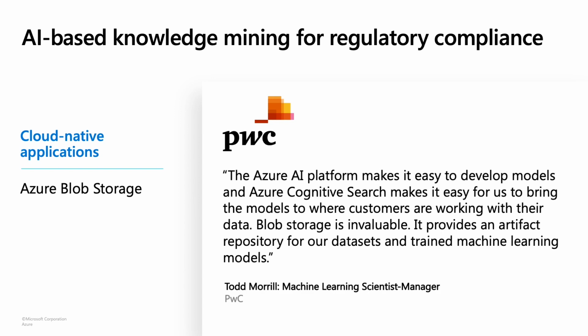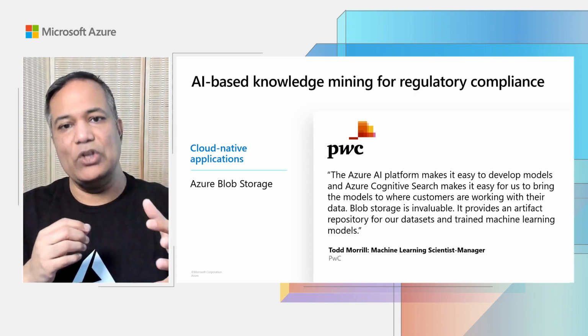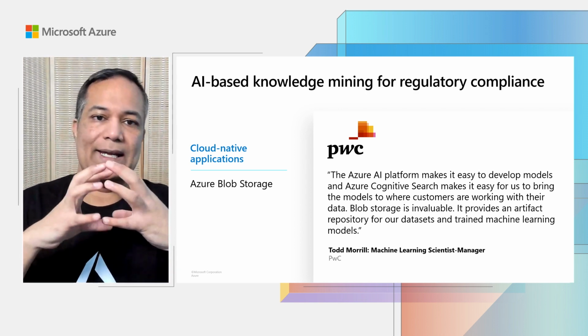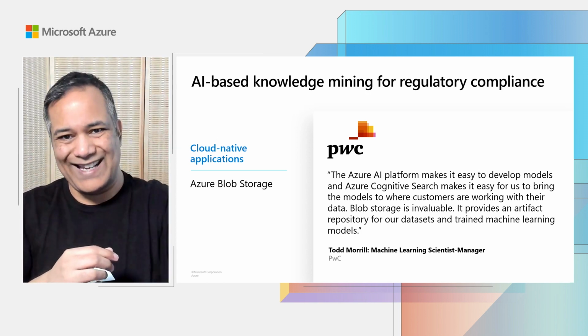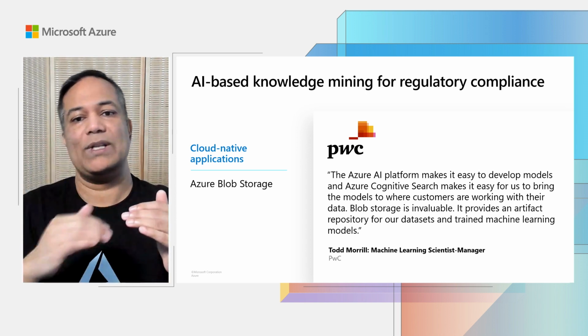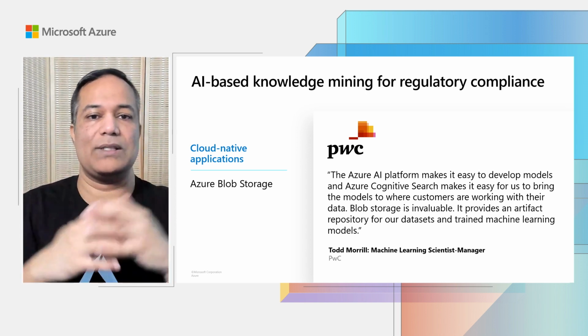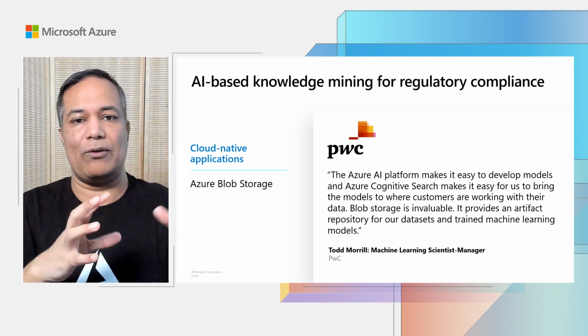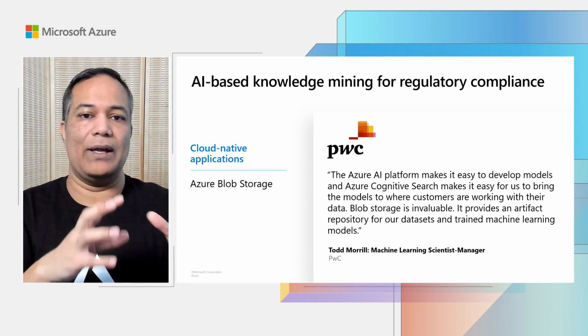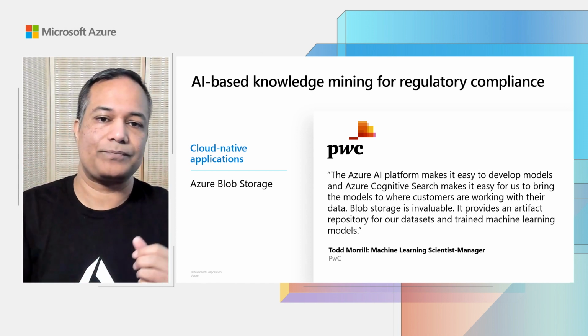An example of a customer that uses Blob Storage and Azure Cognitive Search is PwC. They have a regulatory compliance archiving application. Data gets uploaded into Azure Blob Storage, and it gets processed by Cognitive Search. They use the existing Cognitive Search capabilities as well as their custom machine learning models integrated with Cognitive Search to really build a flexible, powerful, and scalable compliance archiving application.